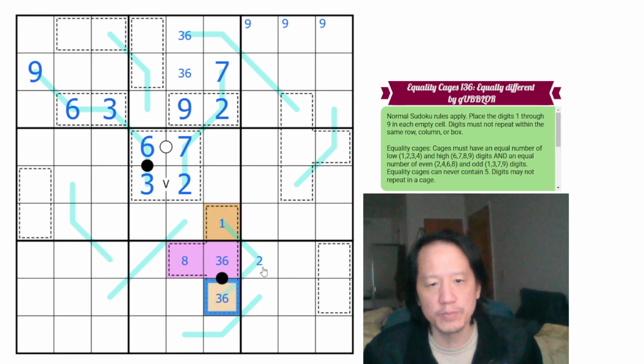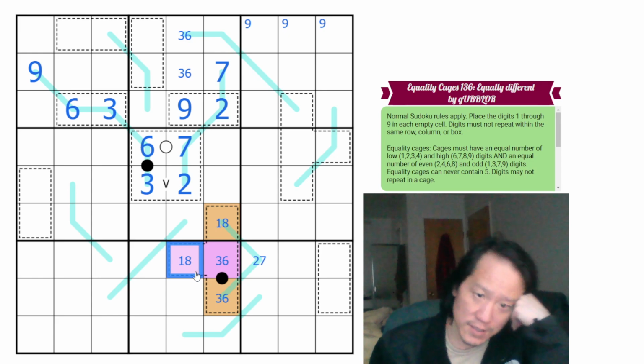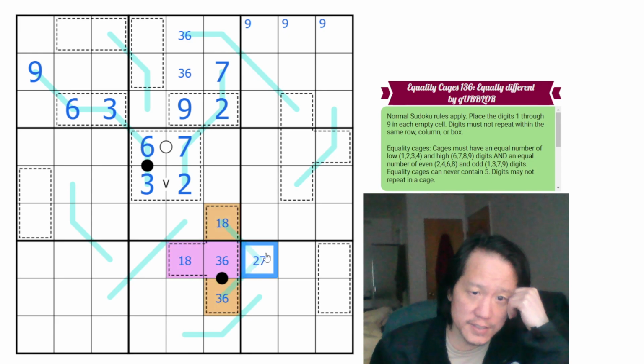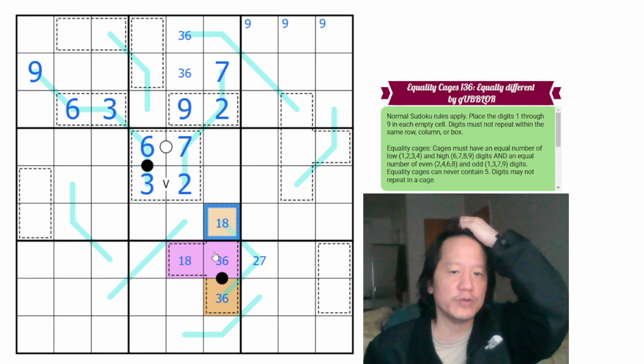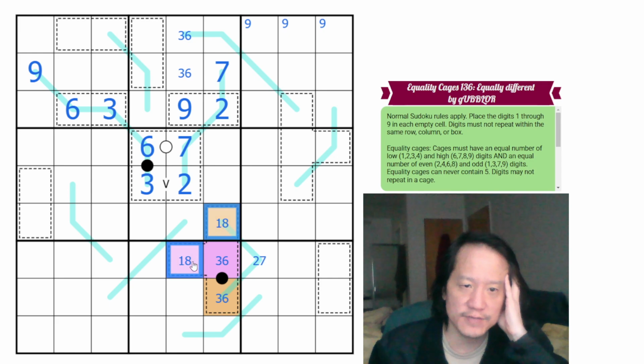If we try to go up, this could be 6, 7, and 8, which is actually possible. So if this is 6, 7, 8, both 6 and 8 are high, therefore we need a low odd digit, which means this has to be 1 then. So either way, if this is 3, 2, 1, this becomes 6 and 8. If this is 6, 7, 8, this would have to be 3 and 1. So either way, these 1 and 8s have to be different.